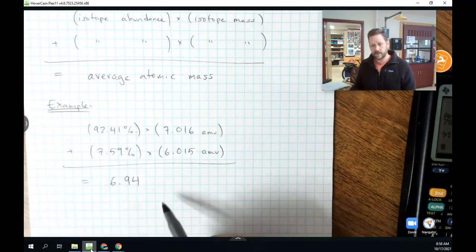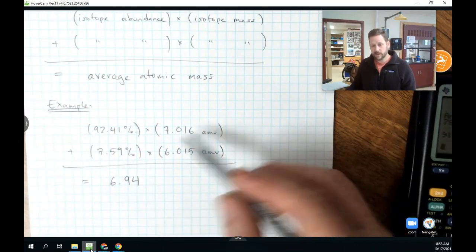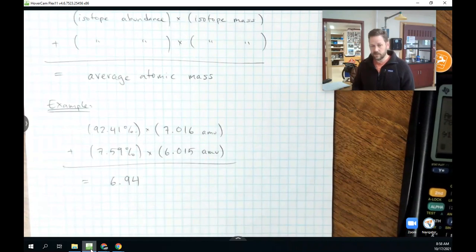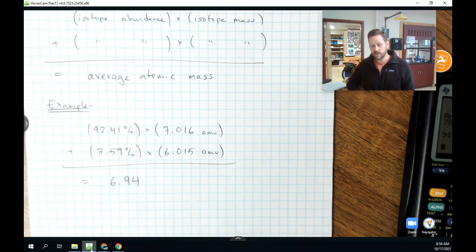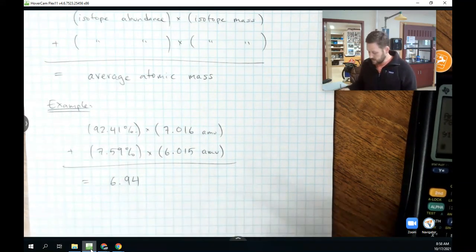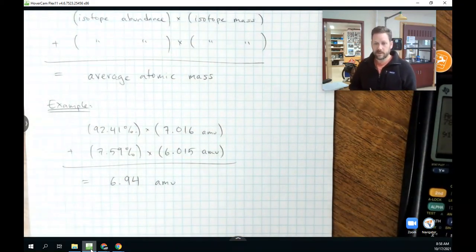And on some periodic tables, it may appear as 6.941 because some of these digits are given to more significant figures. But you'll notice here I only had 3 significant figures with this percent abundance, so I'm only going to include 3 significant figures in my final answer. That unit is in AMU, and it matches what's on the periodic table.